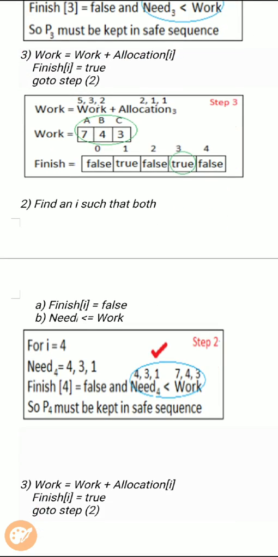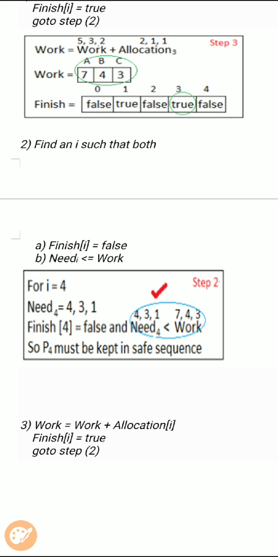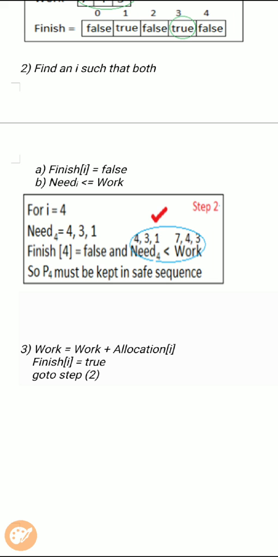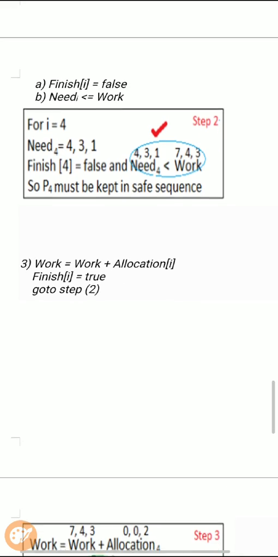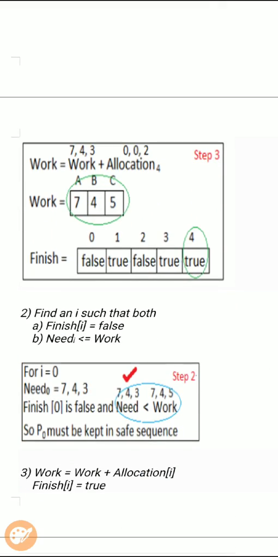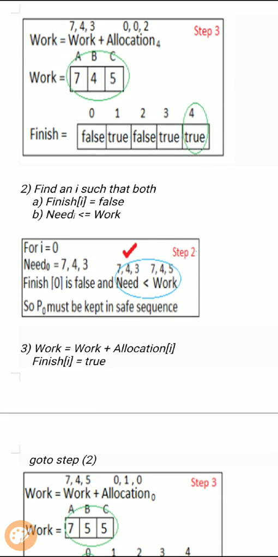Then again increment I by 1 and check the need with the work. Here also the condition is satisfied. P4 will be added into the safe sequence, and the resources allocated to P4 will be given back to the work matrix. Finish of P4 will be marked as true. Now increment I by 1. In this case, I will be 5, but we don't have any such process, so we will go back to 0.